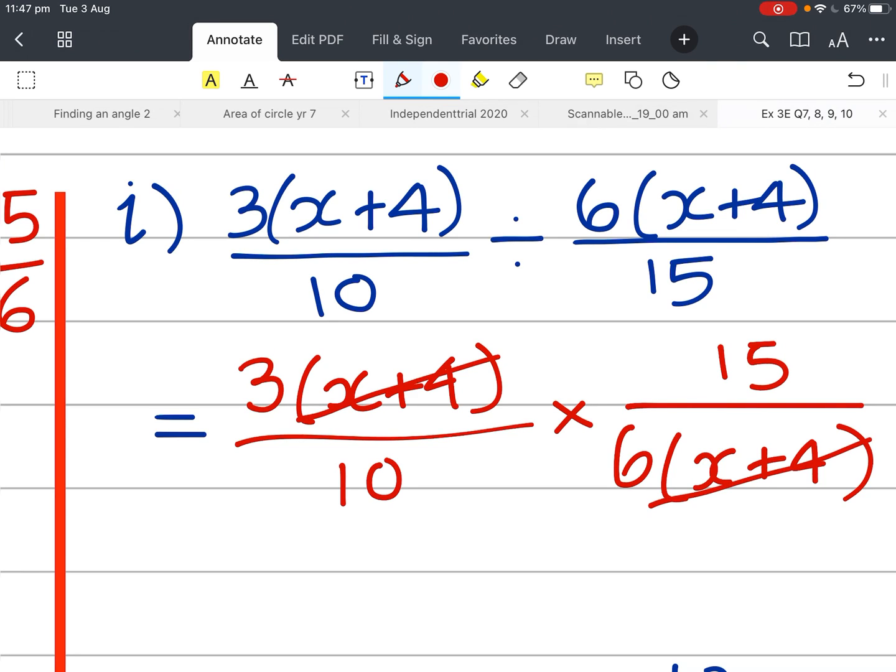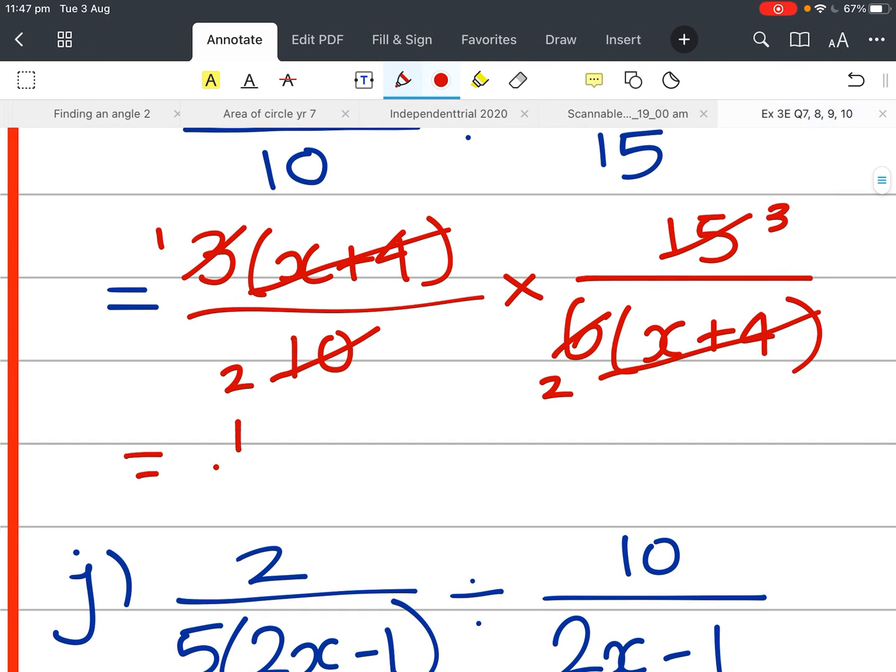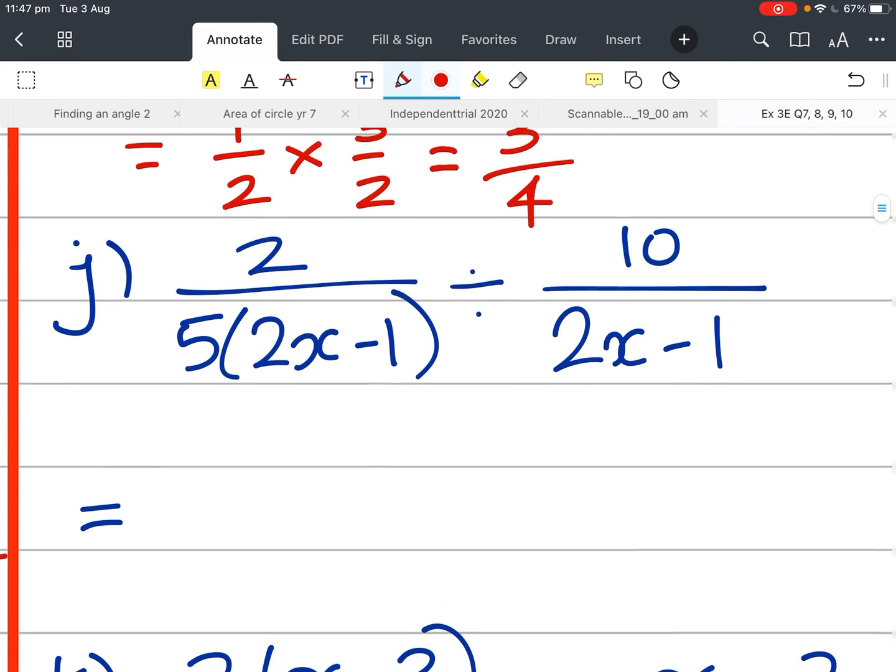All right, next, I've got a 3 on the top. Will that go into anything on the bottom? Hopefully you said yes, 6. 3 goes into 3 once. 3 goes into 6 twice. Now I've got a 10 and a 15 on the top. Can you think of any numbers that go into 10 and 15? Hopefully you said 5. 5 goes into 10 twice, and 5 goes into 15 3 times. That leaves me with 1 over 2 times 3 over 2. So that means I go 1 times 3 is 3, 2 times 2 is 4.